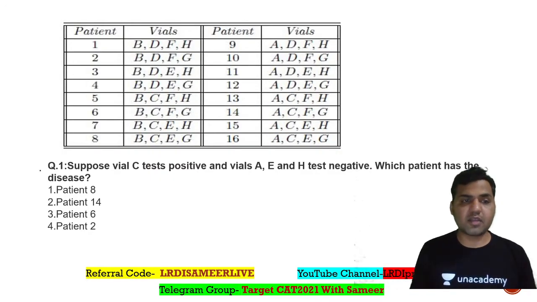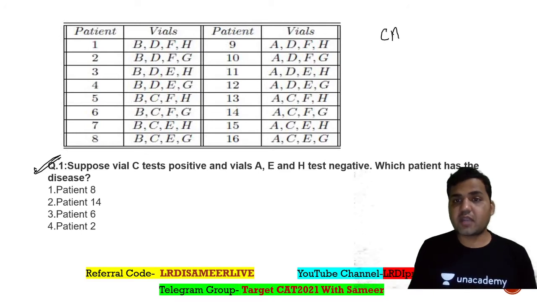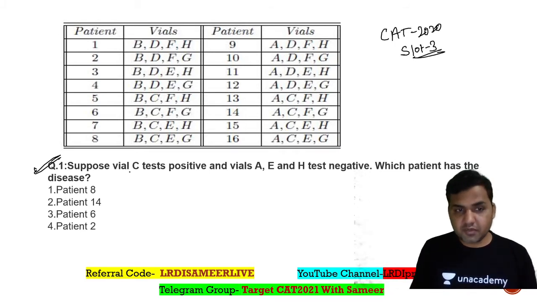Now let's look at question number 1. You can easily solve this question. This set was asked in CAT 2020 slot 3 and it is such an easy set that you could have done it in 2 to 3 minutes. It says, suppose C tests positive and A, E and H test negative, which patient has the disease?